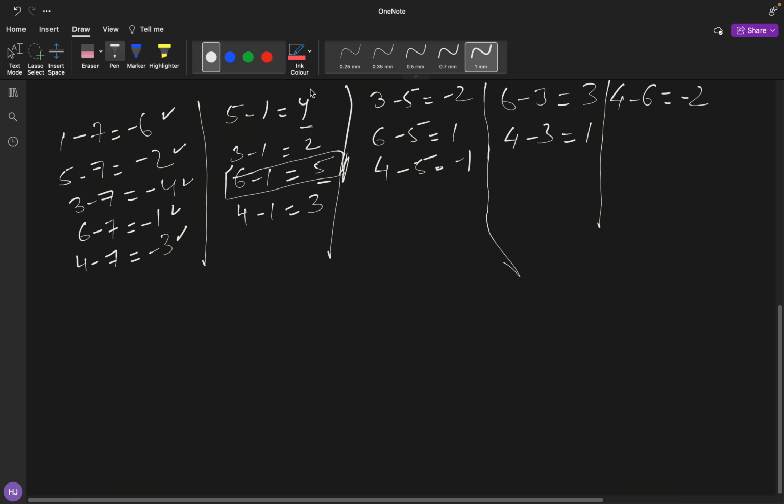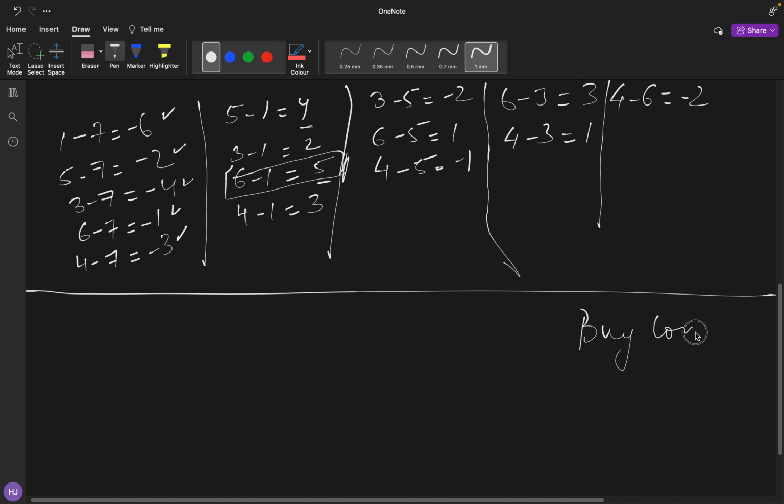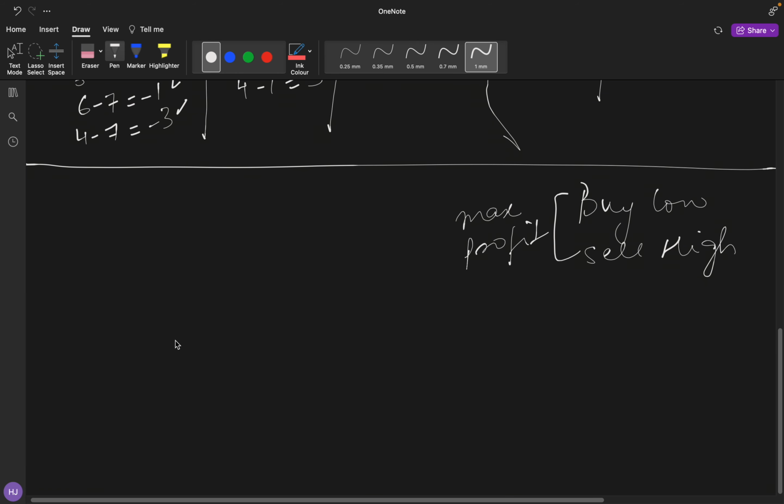But while buying or selling the stocks, we all know that we must buy at low and sell at high. Selling at high means that we can have max profit, right? That's what the intuition is. So let's copy the array and let's discuss the solution which runs in the time complexity of O of n.